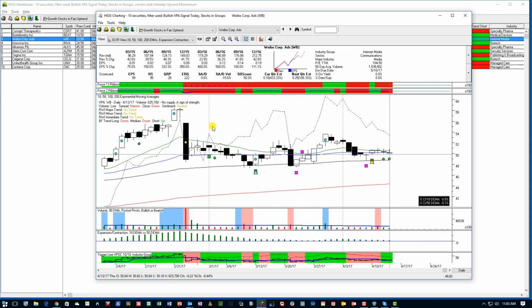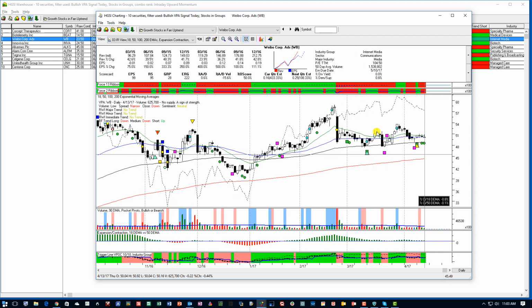Now, WB, don't like this one as much. Here's your VPA flag. Let me zoom out with the alternate 2 key. You can see that it's in a long consolidation mode here. It's got overhead resistance, or it's got resistance to the left. It is holding up, but it needs to show more strength at this point. It doesn't report until May 10th.